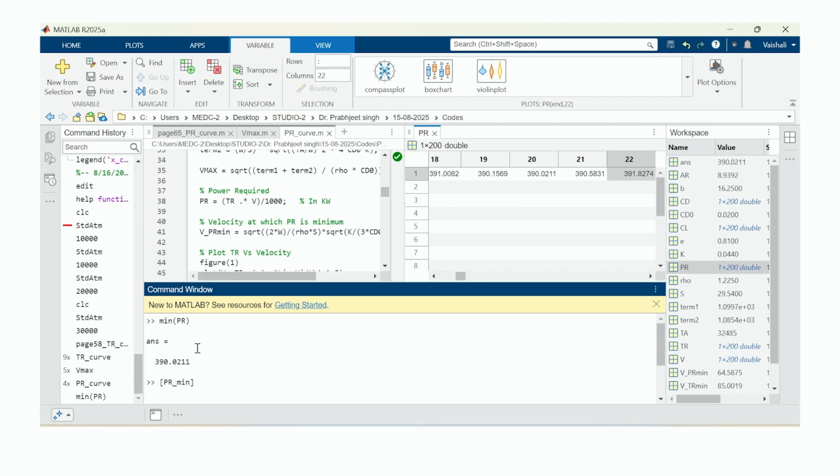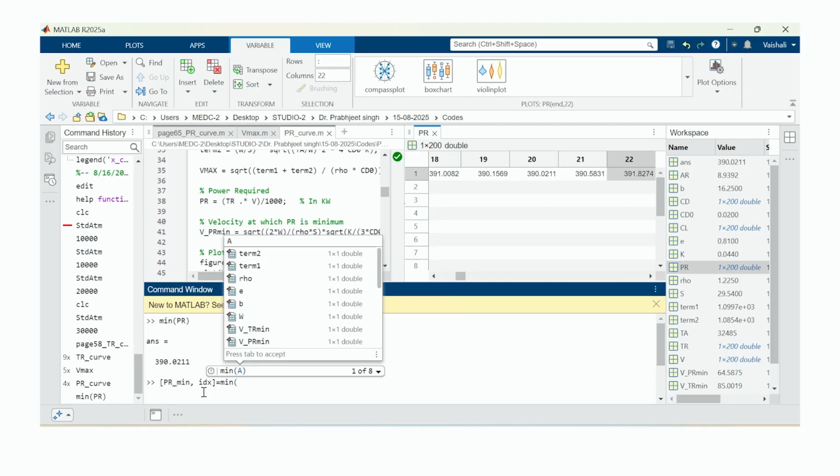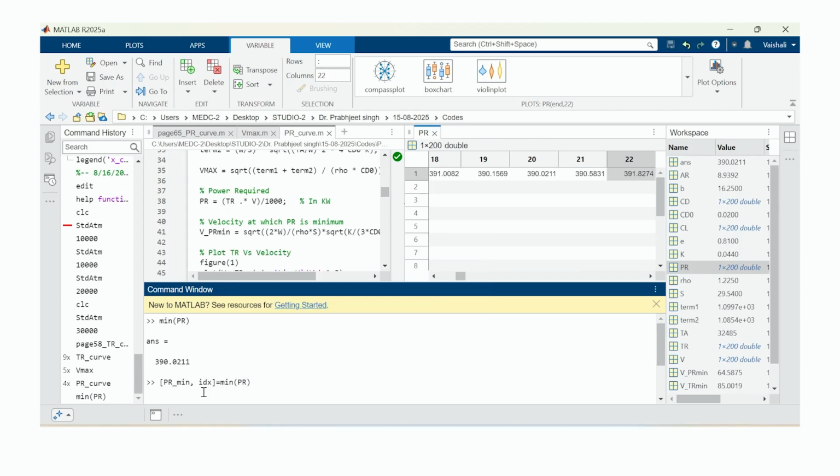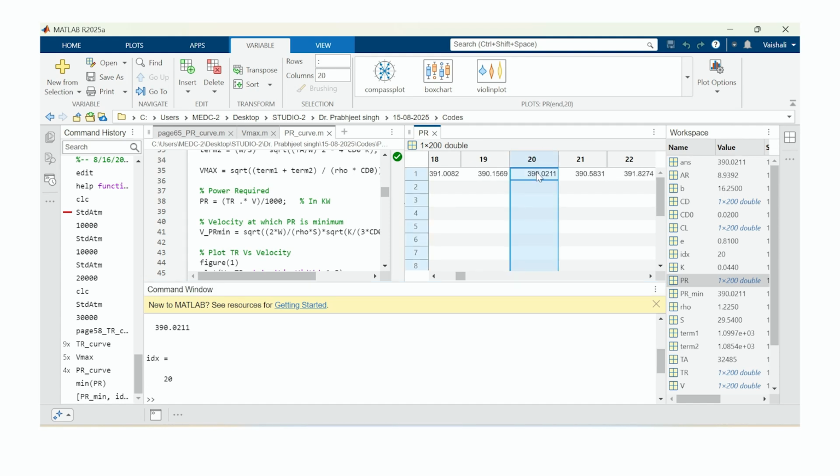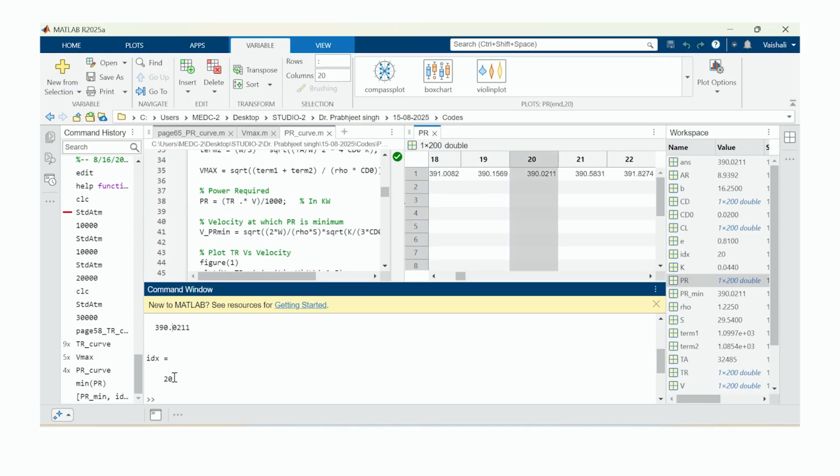So let me write here velocity for power required minimum, comma, and let me save the index. So this equals the minimum of power required. Okay, so that index is actually 20. That is what we saw. That is why I showed you that at index 20 your power required is 390.0211. That is what it is showing here. Now, what is the velocity at this index? We can easily find that out now, because the index number is saved here as 20.